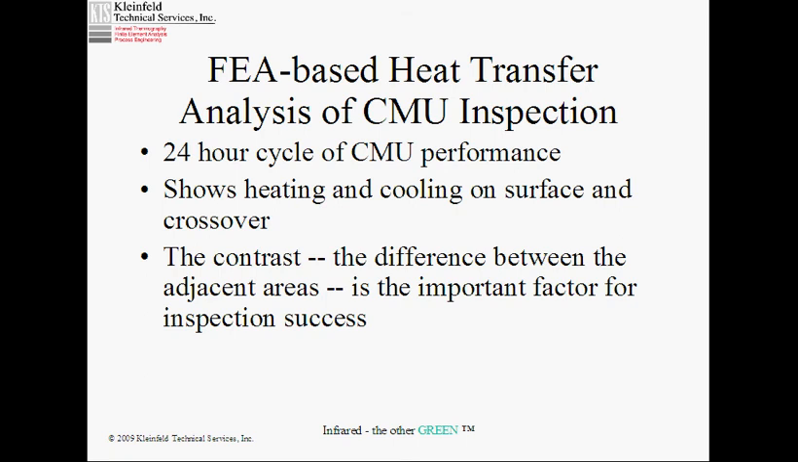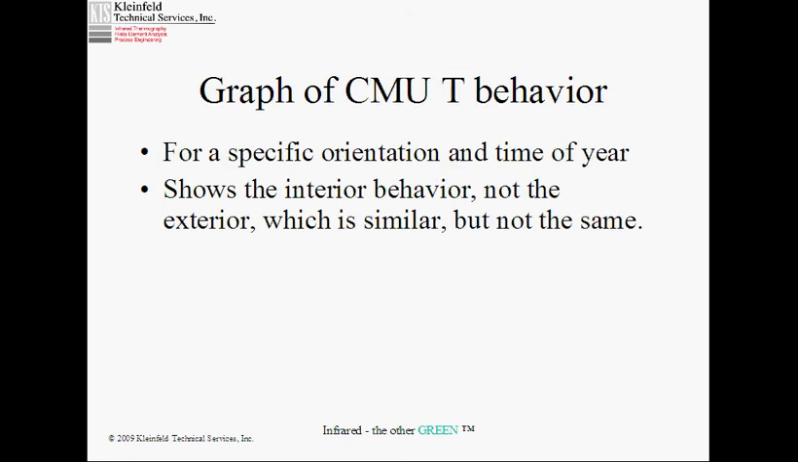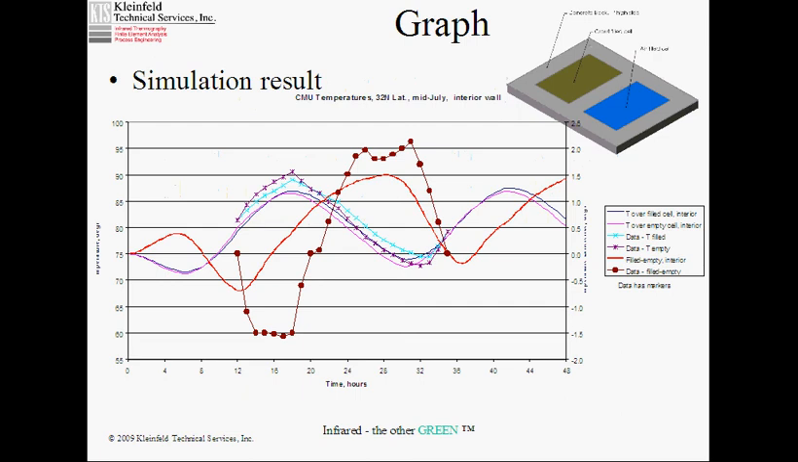The filled cells are not always warmer. They're warmer when you generally go out and look at them, which is late evening, wee hours of the morning. And the contrast, which is a temperature difference between the area of interest and an area next to it, which is what you can detect with the camera, is the guide to will you find it and how will you find it. So let's take a look again for a specific time of year, specific orientation.